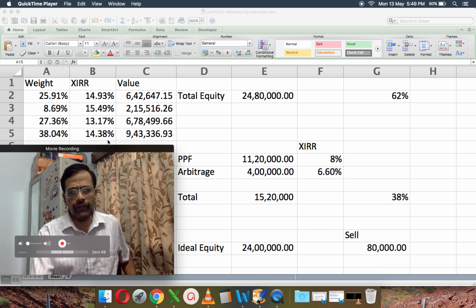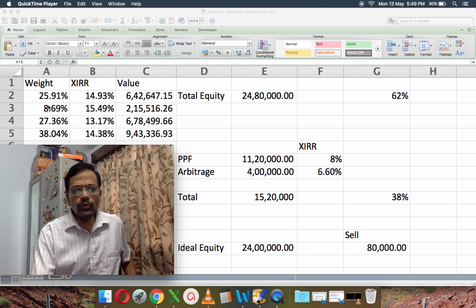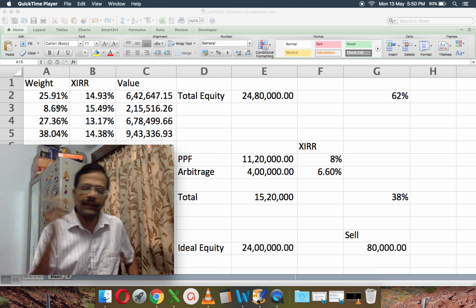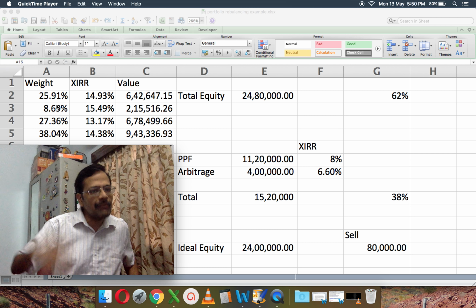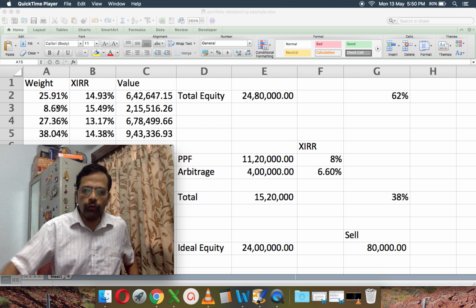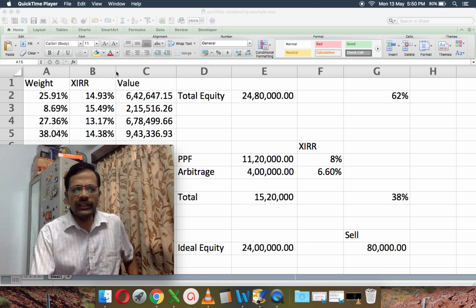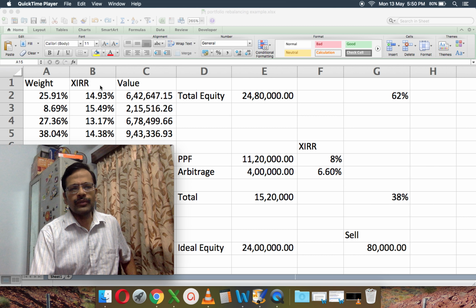Have a look at these four funds. I would suggest you remove 80,000 from this 2 lakh 15,000, because this fund already has got the lowest weight. It has got only 8% weight. If you keep reducing it on subsequent rebalancing, you can declutter your portfolio gradually. And also, in terms of return, there's not much difference between them.